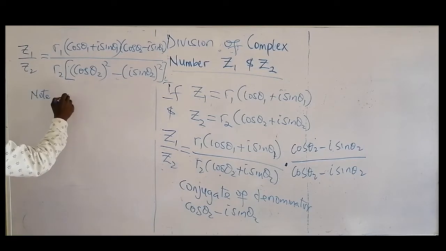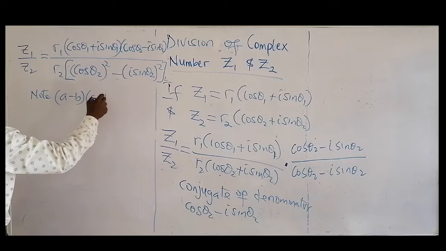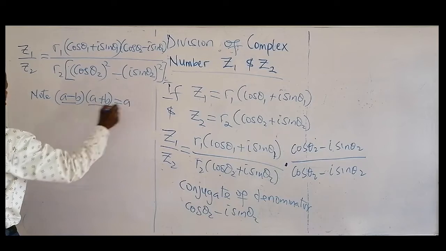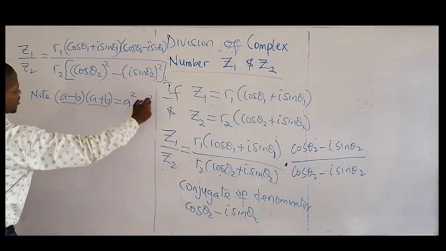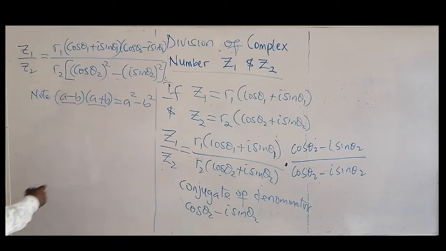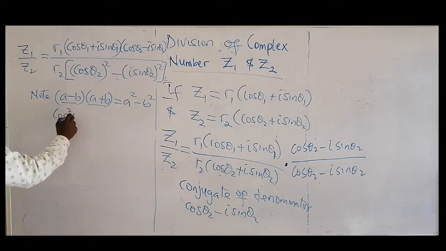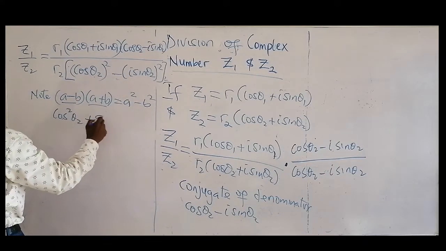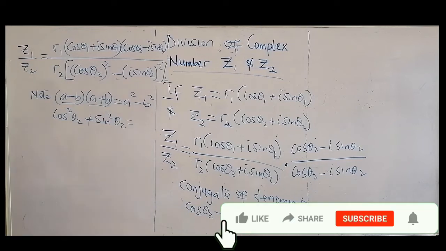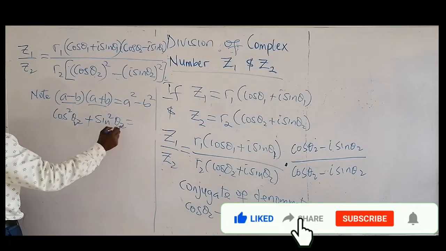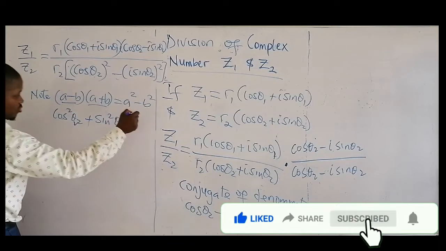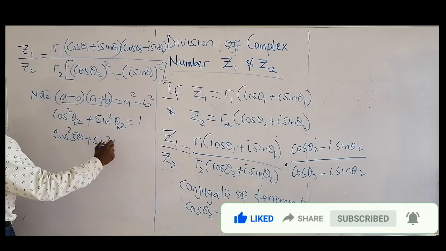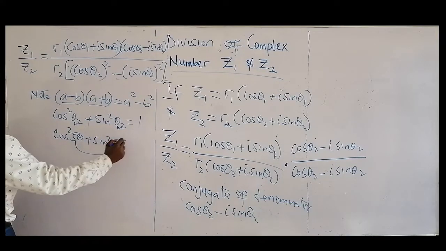Note, it's a minus b times a plus b: the same expression but alternating sign, and that gives the first one squared minus the second one squared. So this gives cos squared theta 2, and minus i squared, which is minus 1, times this one, will be plus sine squared theta 2. For the trig identity, the angle must be the same. Once the angle is the same, this is 1. It could be cos squared 5 theta plus sine squared 5 theta; the angle must be the same, and that will be 1.